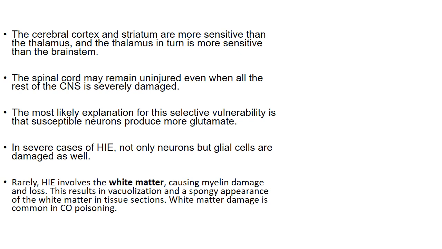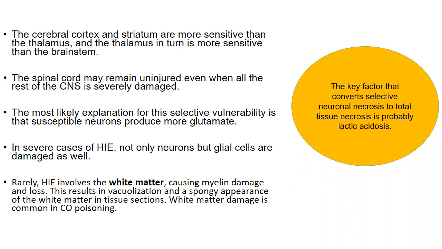In severe cases of hypoxic ischemic encephalopathy, neurons as well as the glial cells undergo damage. Rarely, the hypoxic ischemic encephalopathy involves the white matter causing myelin damage and loss. This results in vacuolization and a spongy appearance of the white matter in tissue sections, and this white matter damage is typically noted in carbon monoxide poisoning. So the key factor that converts the selective neuronal necrosis to total tissue necrosis is probably lactic acidosis. So this is what we need to remember.